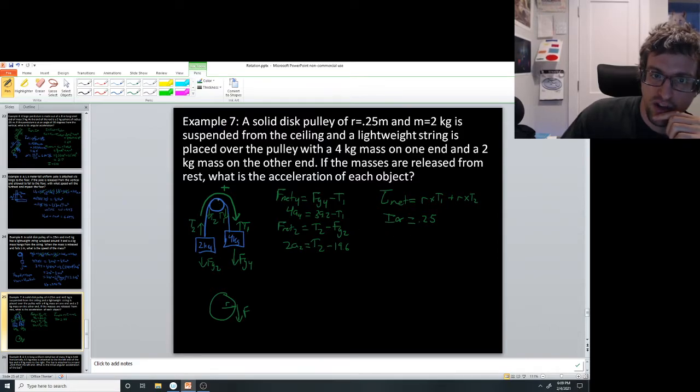Here's what's a little interesting. T1 is going to make the pulley rotate in the positive direction. T2 is trying to oppose that. So it's going to be 0.25 T1 minus 0.25 T2. I is 1/2 m r squared, because it's a disk. And alpha equals, and I'm going to put this back into R T1 minus R T2, because I want to cancel one of these R's out. The M and the 1/2 cancel each other out, which is nice. So I get R alpha is equal to T1 minus T2.